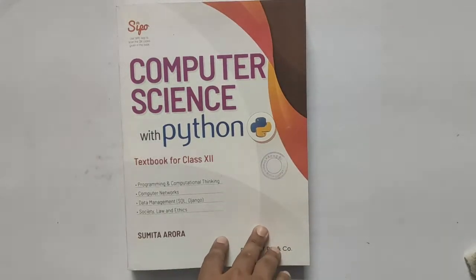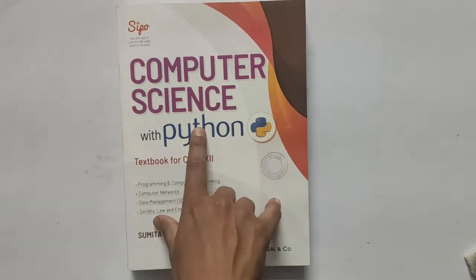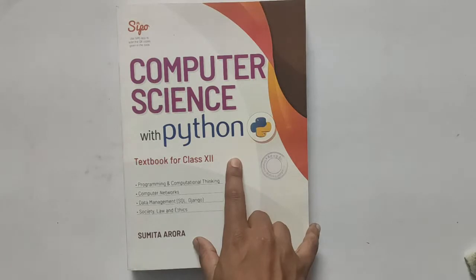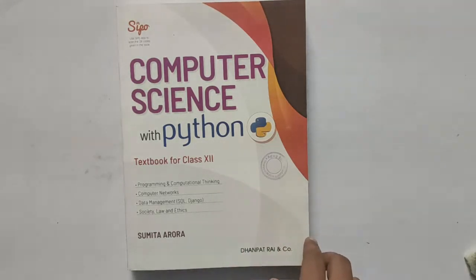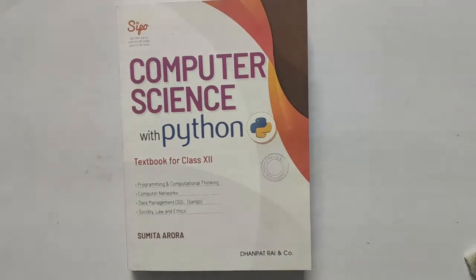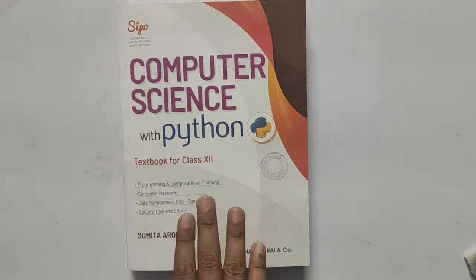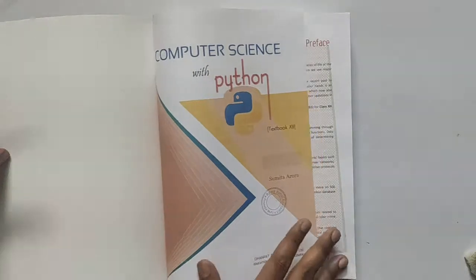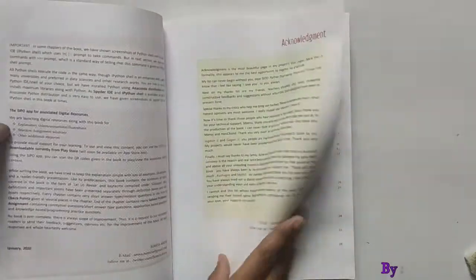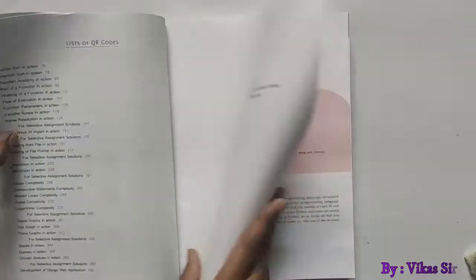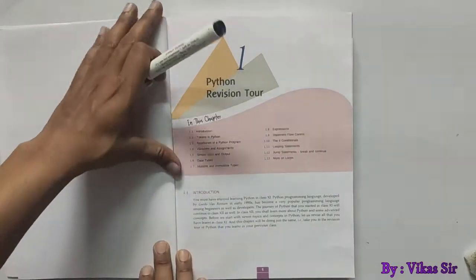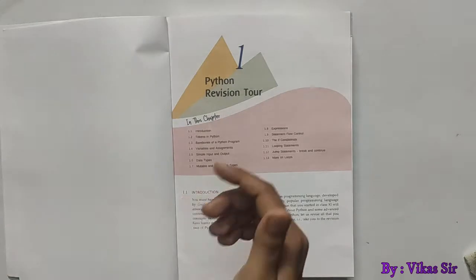Dear students, this is the 12th class computer science group with Python, for the session of 2020 to 2021. Now we are going to start the first chapter and first topic of this computer science book for class 12. The name of the first chapter is Python Revision 2, on page number one.